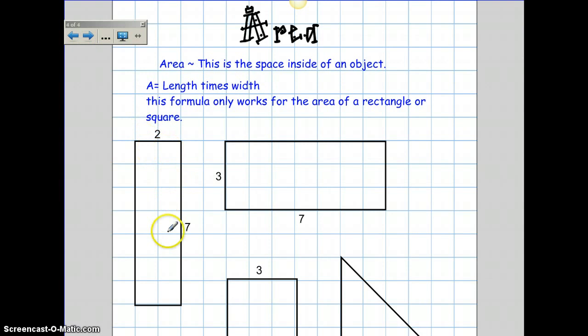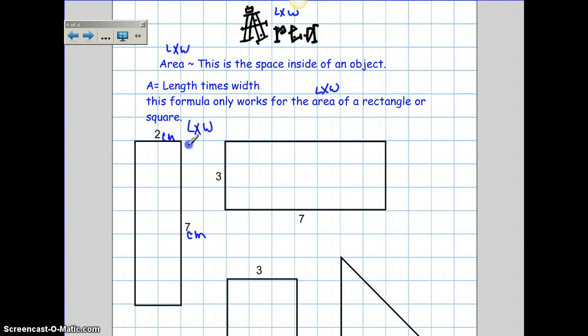Area. Inside the area, you have squares. Area is the space inside of an object. Area is length times width. But this formula only works for the area of a rectangle. Here, I have my area, and I'm going to call this centimeters. All I have to do is length times width. I want you to get in the habit, anytime you see area, of writing length times width.